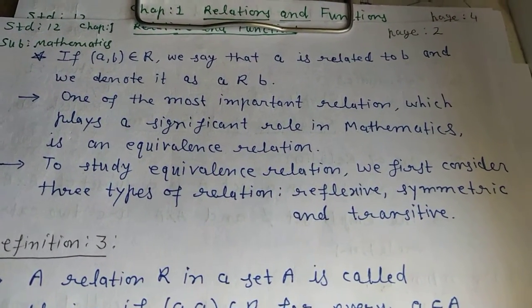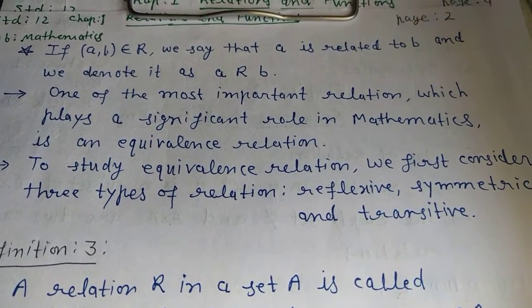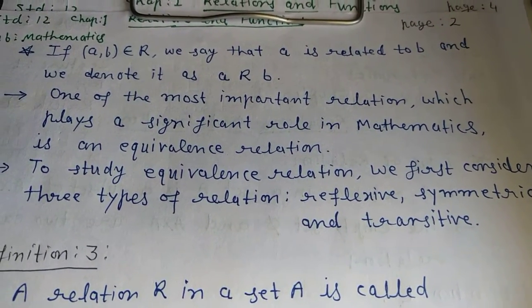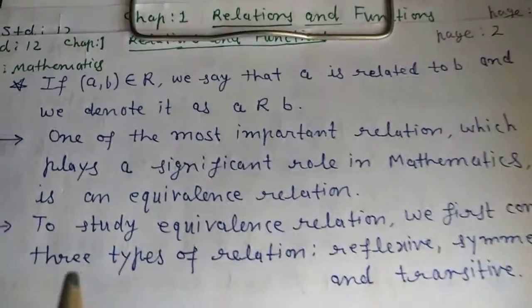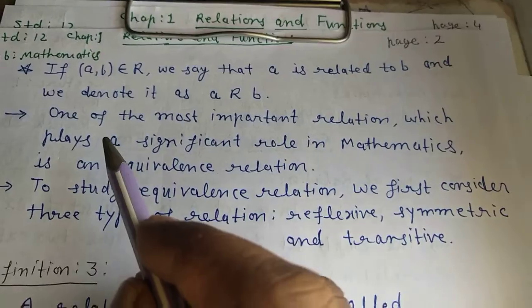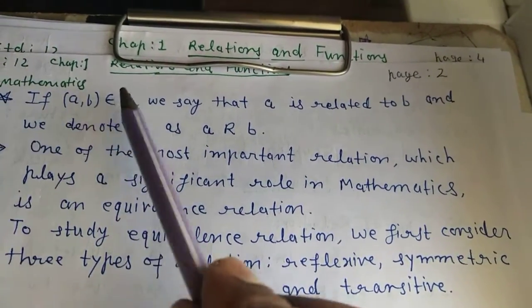Hello students. Last time we have seen the extreme relations, that were empty relation and universal relation. Now we go ahead and we'll see the points given in the textbook. The next is how to denote these relations. So here we have some points related to that.